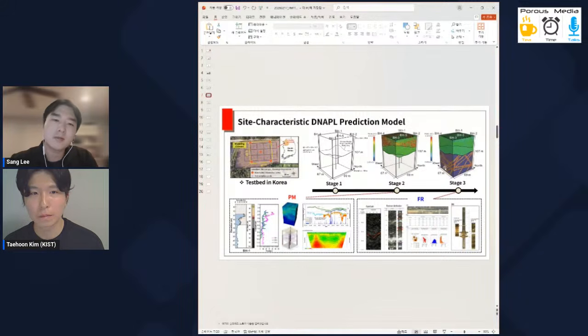And I have one more question for you. I know that in fractures the flow velocity can be quite high. So I want to hear whether you can take into account any inertia effect in the flow and transport of DNAPL through fractured media in your model.